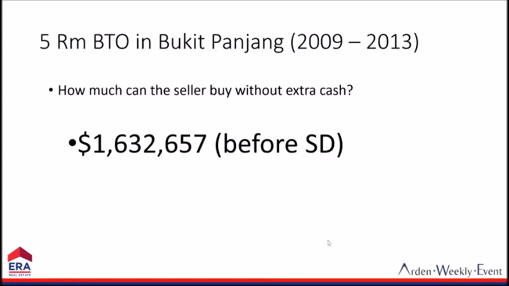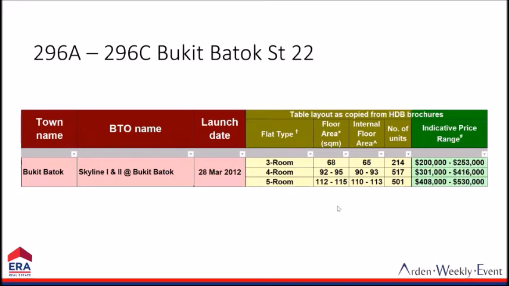All right, now I'm going to give you a real scenario one. Bukit Batok Skyline 1 and 2. Anyone here stays in Bukit Batok Skyline 1 and 2? 296A to 296C. Can we have, let's say, 5? Anyone stay here? No one stays here. Okay, never mind.